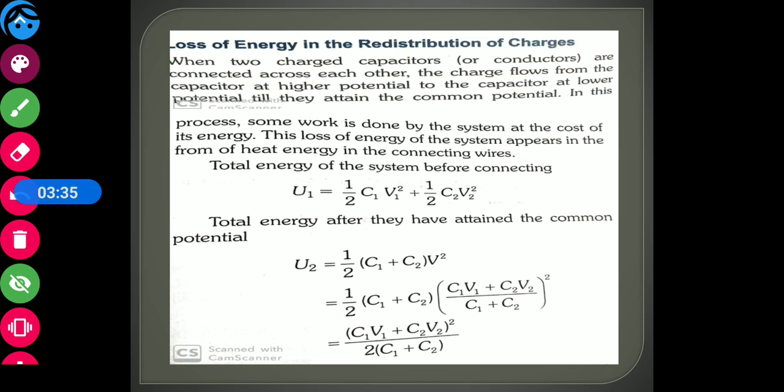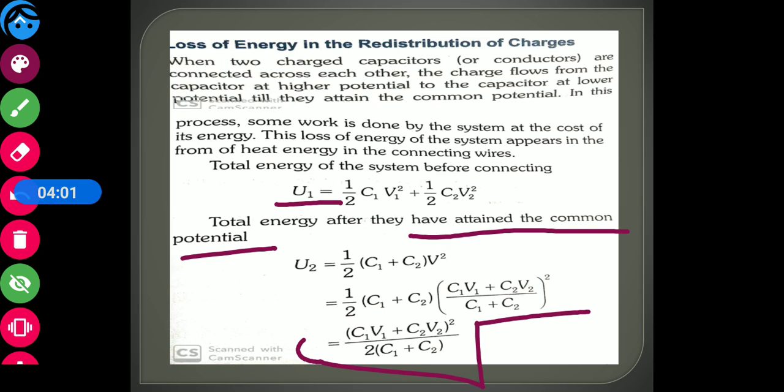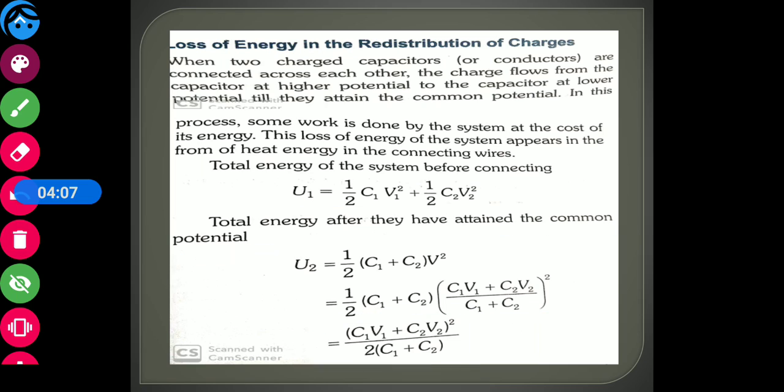The total energy in the system before connecting is U1 equals half C1 V1 square plus half C2 V2 square. The total energy after they attain the common potential will be, by the same formula, U2 equals half C1 plus C2 times V square. V we have calculated in the previous slide. Putting that value of V and reducing, we get the final energy: C1 V1 plus C2 V2 whole square upon 2 times C1 plus C2.